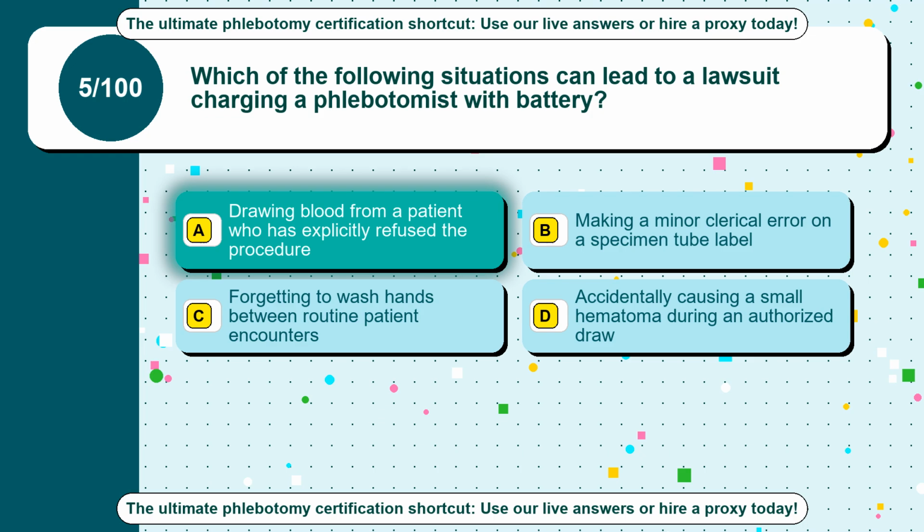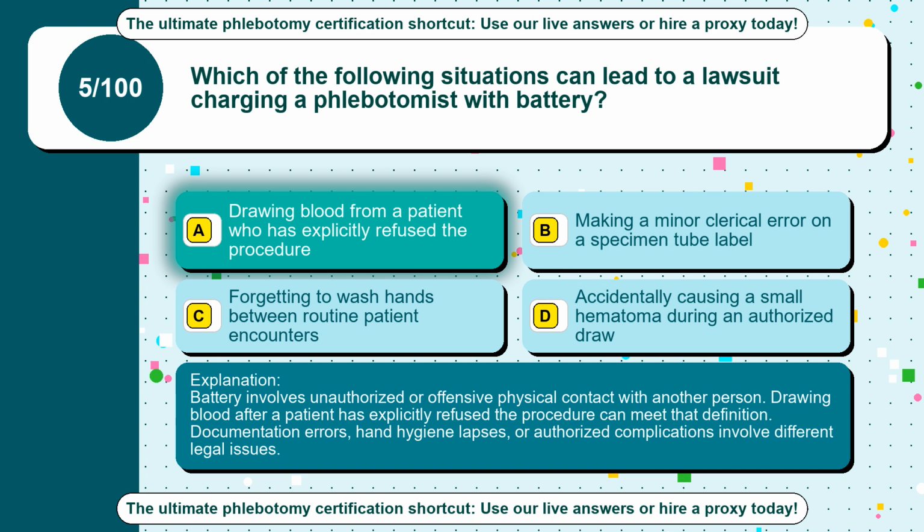Drawing blood from a patient who has explicitly refused the procedure. Battery involves unauthorized or offensive physical contact with another person. Drawing blood after a patient has explicitly refused the procedure can meet that definition. Documentation errors, hand hygiene lapses, or authorized complications involve different legal issues.